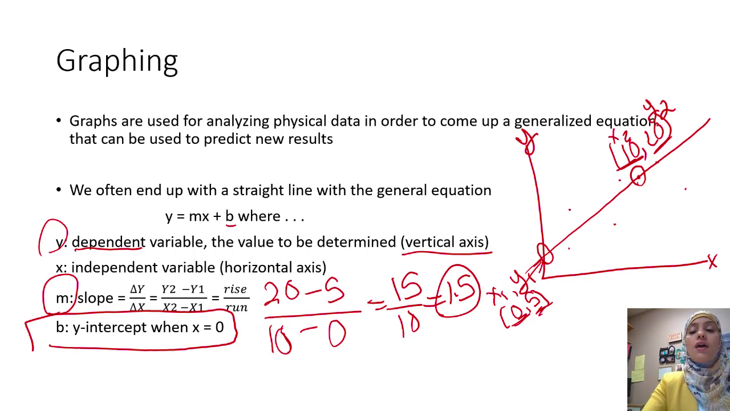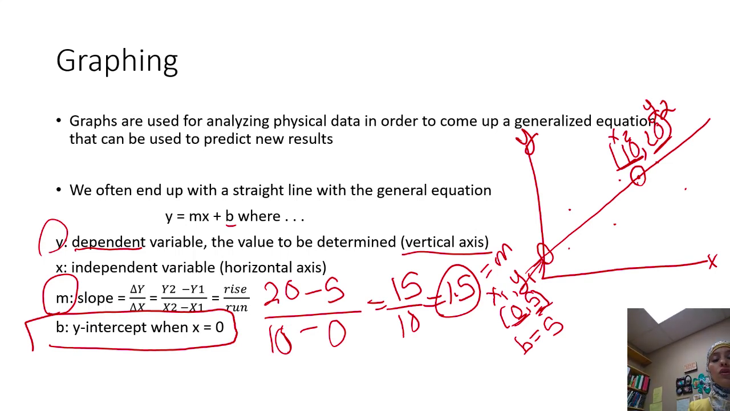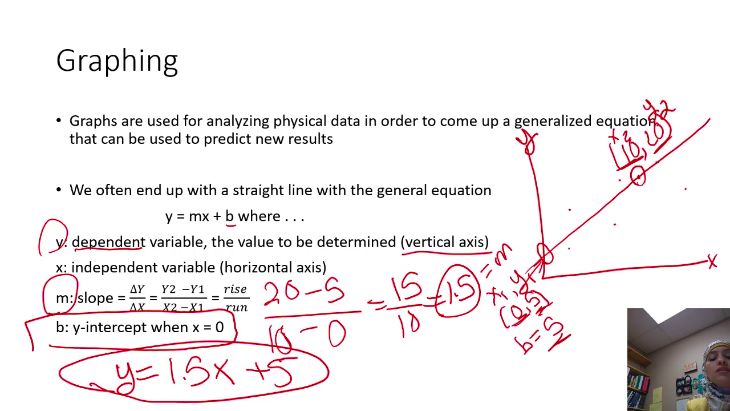As we solved here, we figured out that m was 1.5, and we figured out that b was actually 5. So if we were to write a generalized equation for this, it'll be y equals whatever my m was, 1.5 times x, and in this case it's going to be plus 5, which is my y-intercept here. So this is how I would write my generalized equation for that, okay?